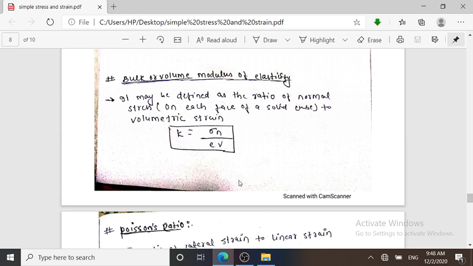Then the normal forces acting on each face, either in A, B, C, D or E, F, G, H, in each side, the normal force acting, relates to the volumetric strain, that is EV, and I have already explained to you what volumetric strain is: the change in volume by original volume, remember. So bulk or volume modulus of elasticity is nothing but the normal stress acting on all faces of the solid cube to the volumetric strain, that is sigma n, the normal stress, by EV, the volumetric strain.